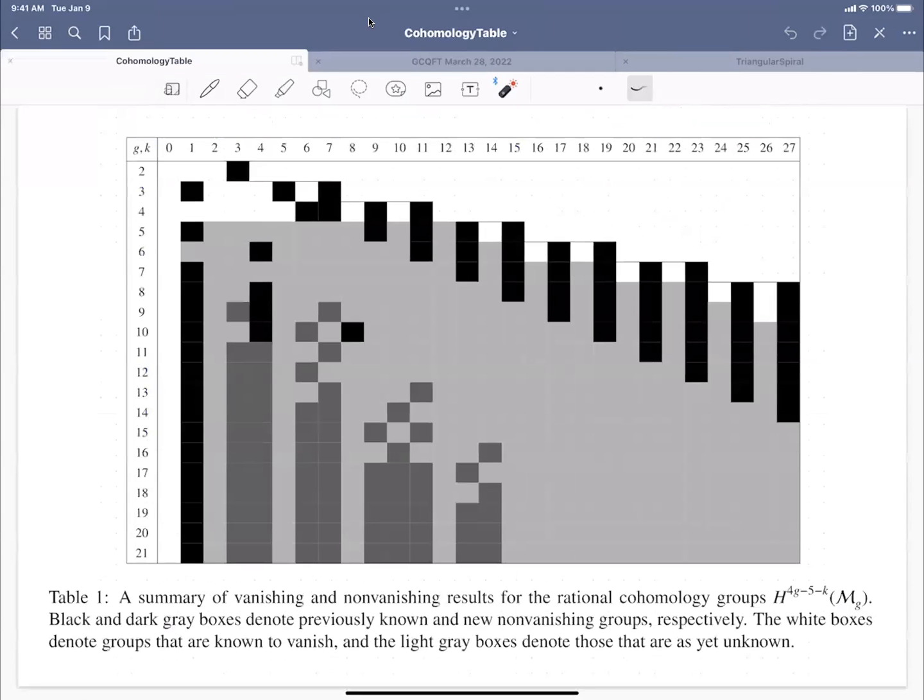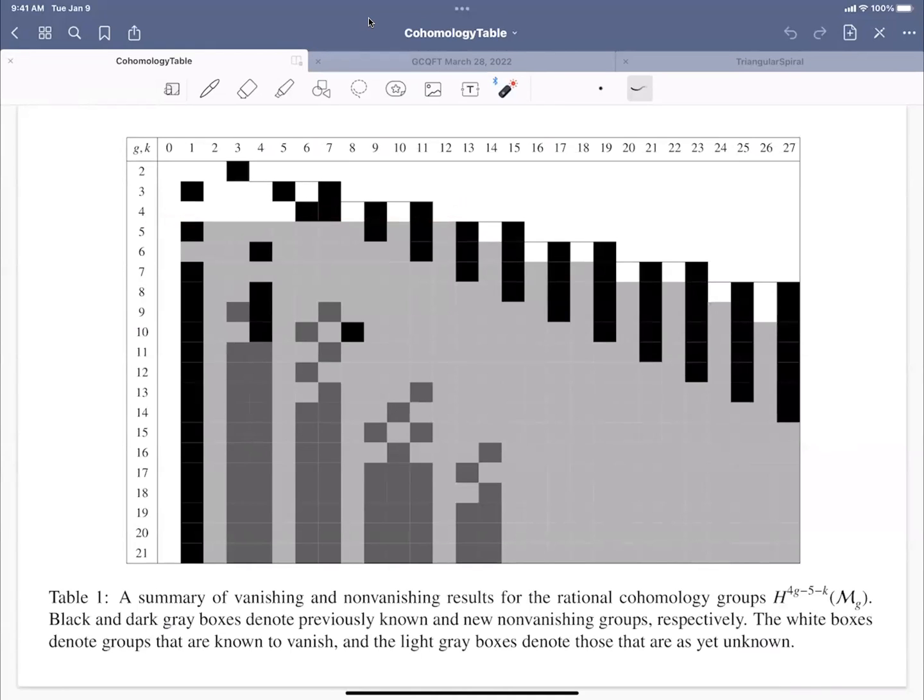Okay, so this table summarizes what we can say so far about the vanishing and non-vanishing of cohomology groups of M_g. Here the white squares are vanishing groups, the black squares are non-vanishing groups, and the light gray squares are unknown. Dark gray is also non-vanishing. So up to genus 4, there's no gray, so we completely know those cohomology groups.